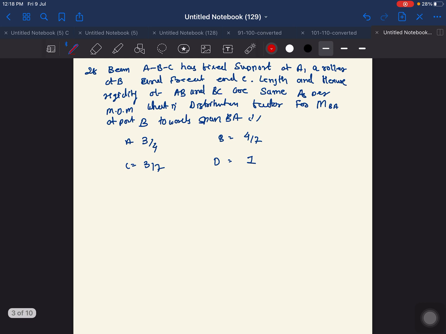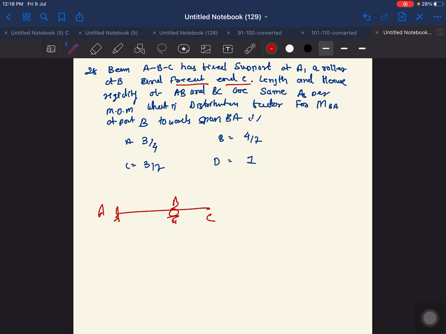Now let's solve another question. Beam ABC has a fixed support at A, a roller support at B. So this is your B, and a free end at C. So at C a free end is there. Length and flexural rigidity of AB and BC are the same.